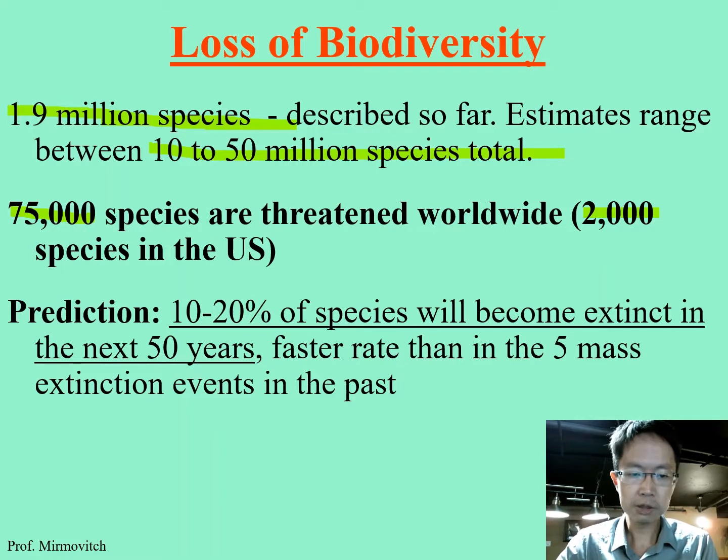But look at this, 10 to 20% of the species will become extinct in the next 50 years. This is in terms of percentage, okay? It is quite a lot. The rate is a lot faster than the last 5 mass extinctions. Wow.